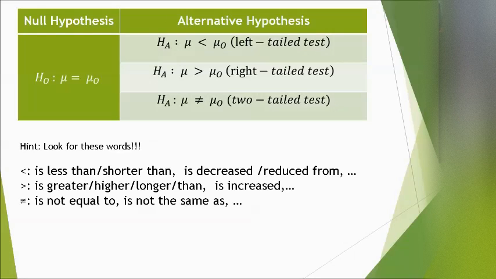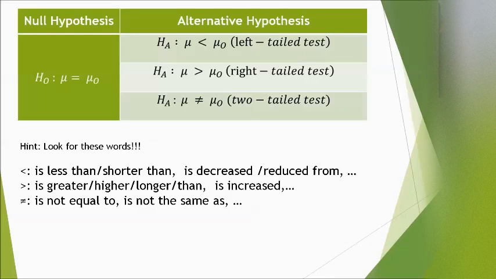Next, the next symbol is the greater than sign. If you see the greater than sign, you will use the right-tailed test. And if you see the not equal sign, you're going to use the two-tailed test. So those are the differences. Less than, left tail. Greater than, right tail. And not equal, two-tailed test.